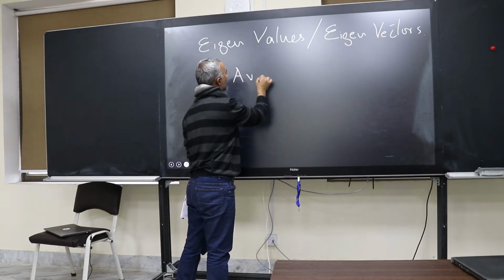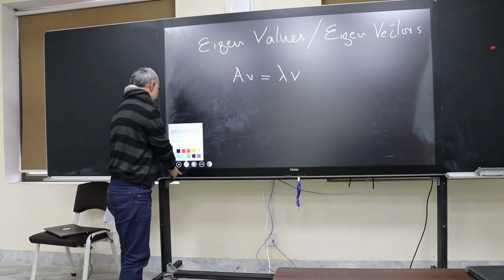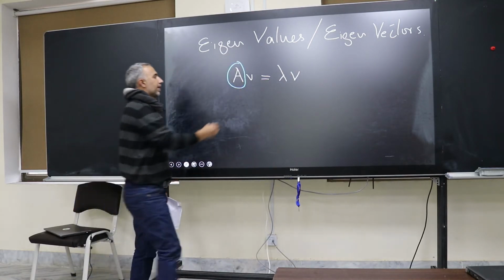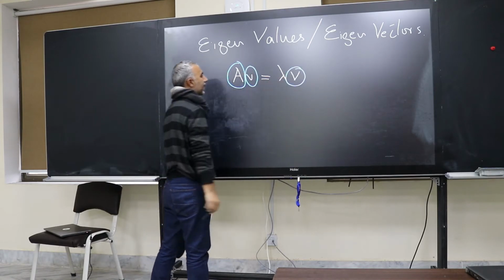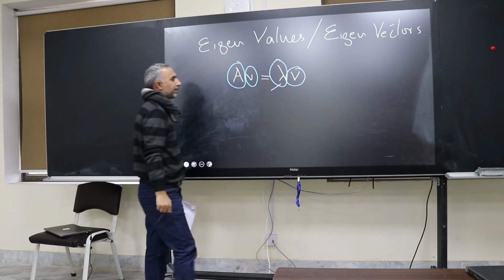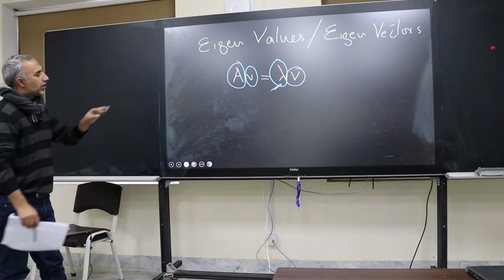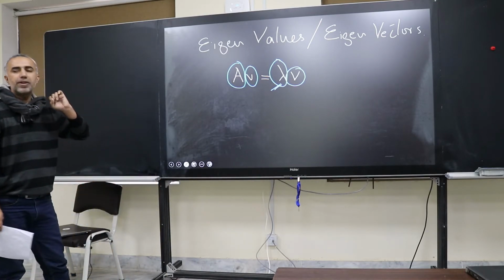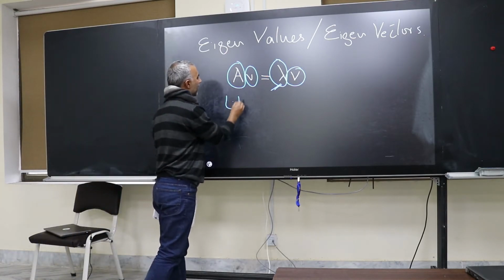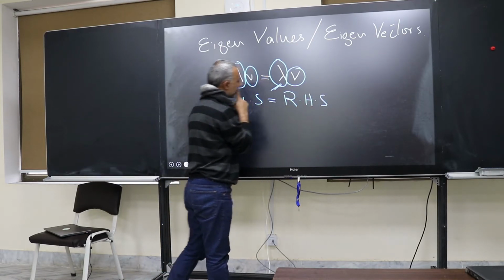The mathematical expression for this can be written like this, where A is any kind of matrix. This V represents the eigenvector and this lambda represents the eigenvalue. This expression tells us about two sides: one is the left hand side, another one is the right hand side.